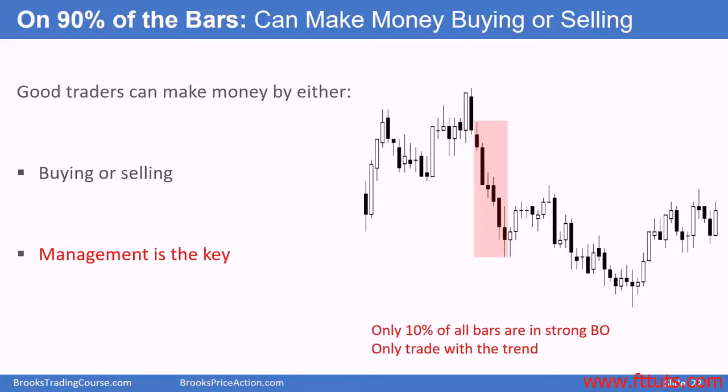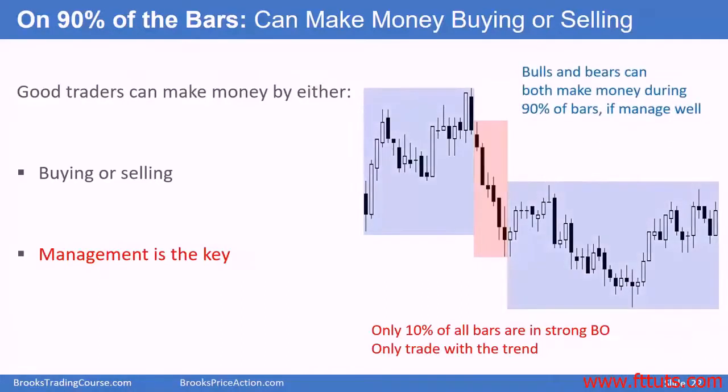Obviously, sometimes the market could be just trending very strongly up or down, and it might be 20% of the bars. But in general, if you have a chart on the screen with 100 bars on it or so, about 10% of the bars are in a strong breakout. 90% of the bars are not in a strong breakout. They're either in a channel, like this, or in a trading range. And when that's the case, you can buy or sell and make money if you manage properly. By manage properly, I mean get out when the premise is no longer valid, use wide stops, and be willing to scale in.